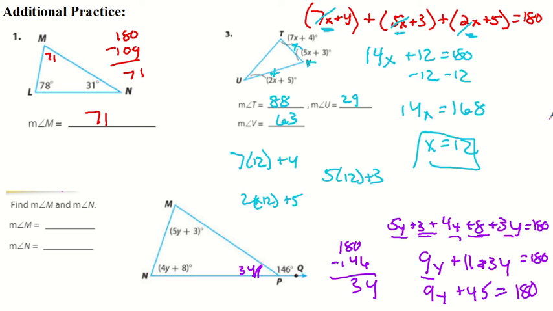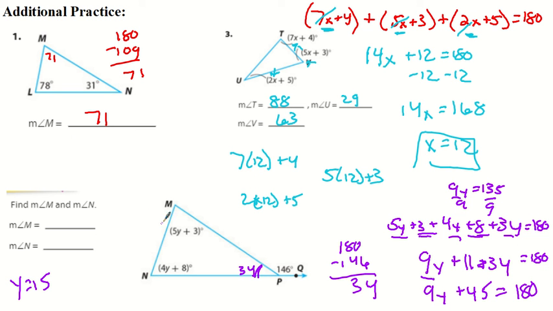Now I can subtract 45 from both sides. I get 9y equals 135, so I gotta divide by 9. I actually don't know what that is off the top of my head. So I'll just do 135 divided by 9, and I get 15. So y equals 15.